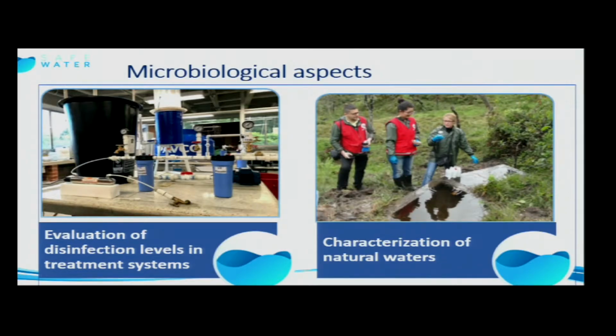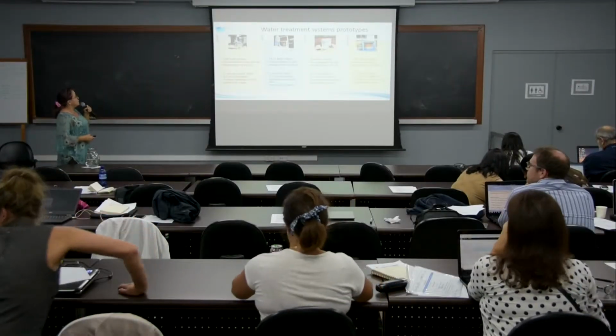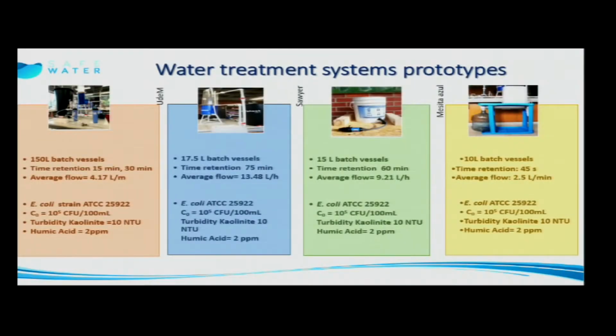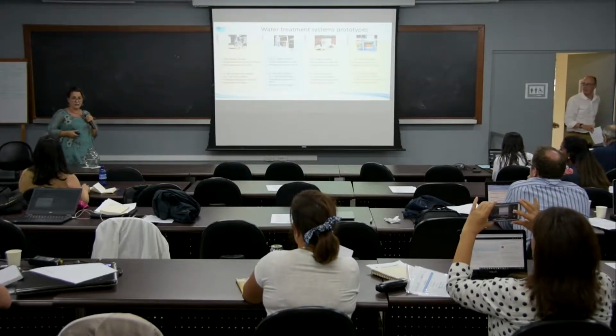One is the evaluation of the disinfection level of treatment systems, and the other is the characterization of the natural water. For the evaluation of the treatment system prototypes, we are at this moment working with 4 different prototypes. One is the Mark 2 model that we saw before in the lab. The other models are the UDEM model, the Sawyer model, and finally the Mesita Azul, that came with us after the visit that we made to Mexico.